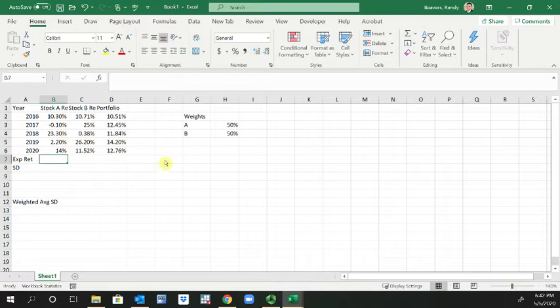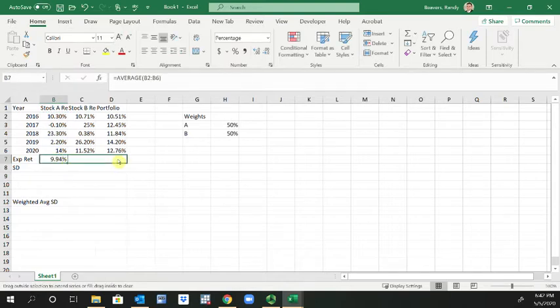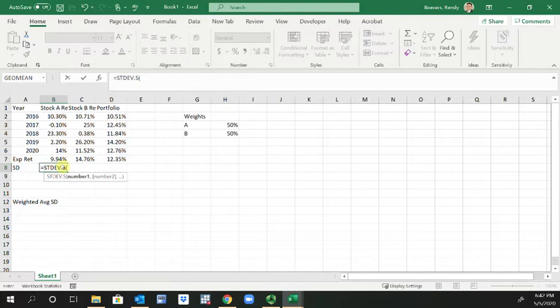Expected return is just going to be the arithmetic average, the average of these returns. You can see that across. And then to calculate standard deviation in Excel using this, we're going to use STDEV.S for the sample.